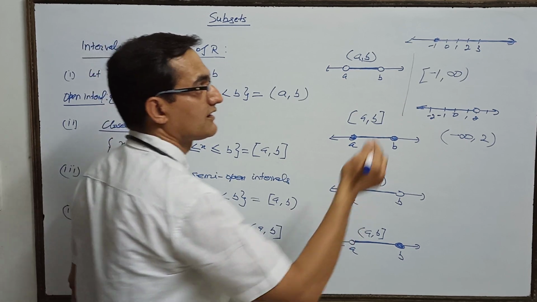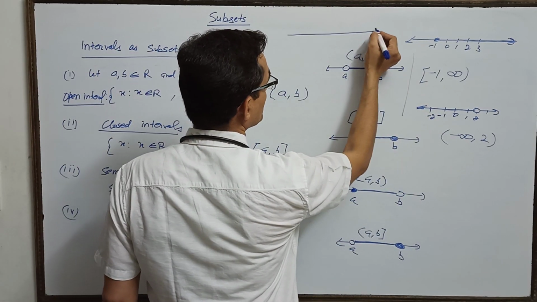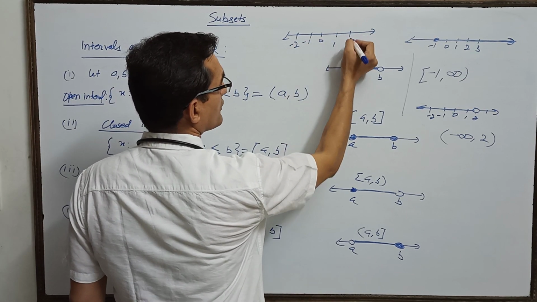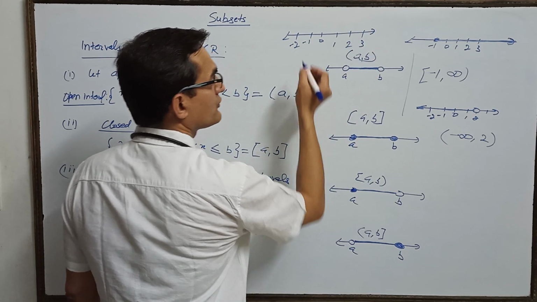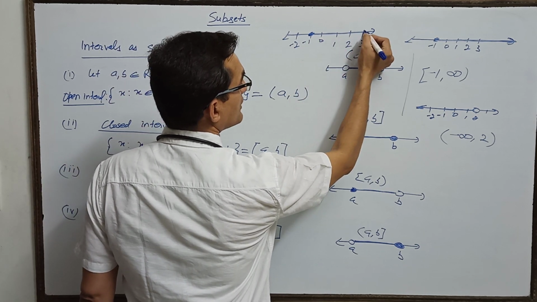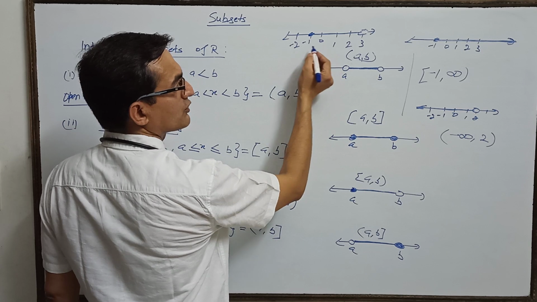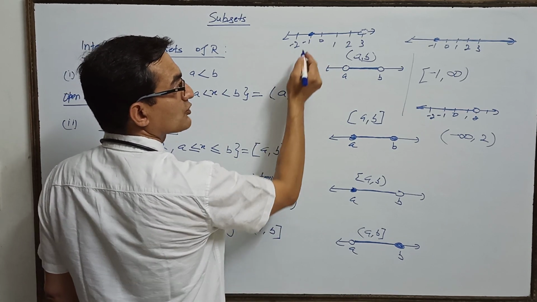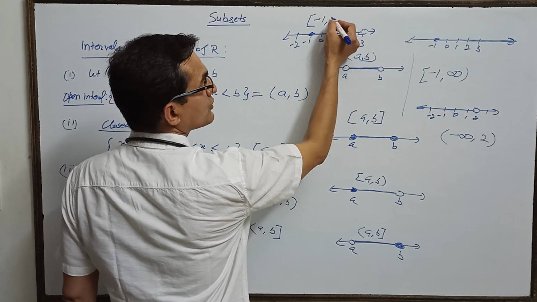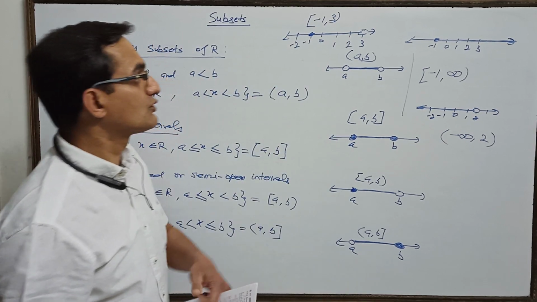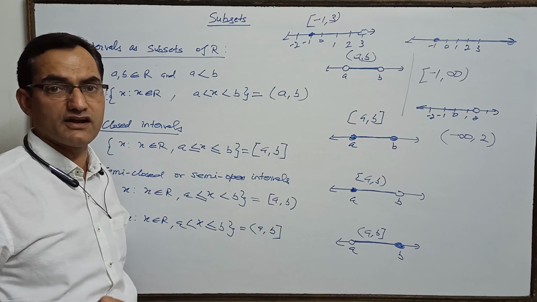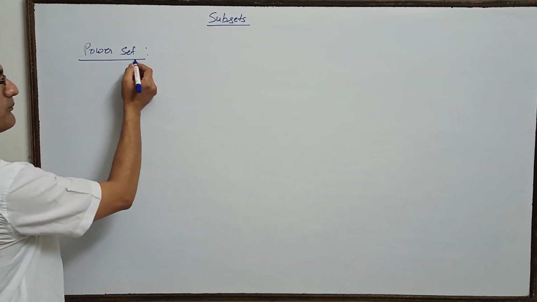These are A and B. If you take any other number, let's suppose 0, -1, -2, 1, 2, 3. If you say -1 is included and from this to 3 is not included, it means it is semi-open or semi-closed. -1 is included towards this side and 3 is not included. So this is how you will represent the real numbers in interval form. Is it clear? Now we will discuss the power set.